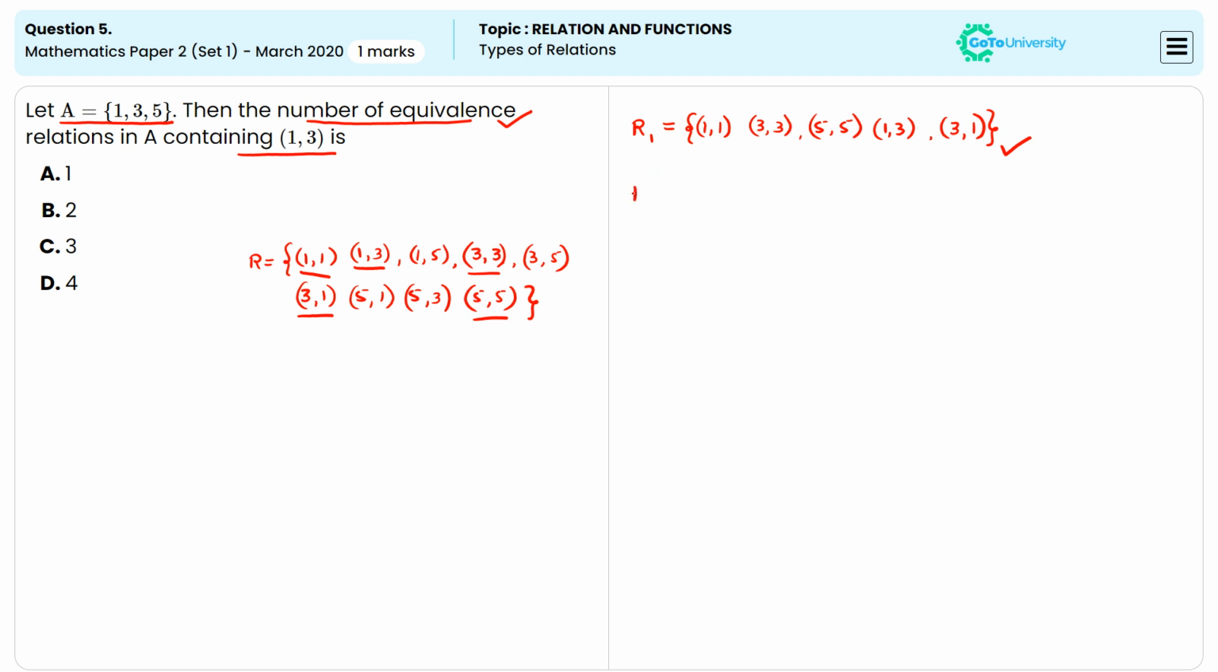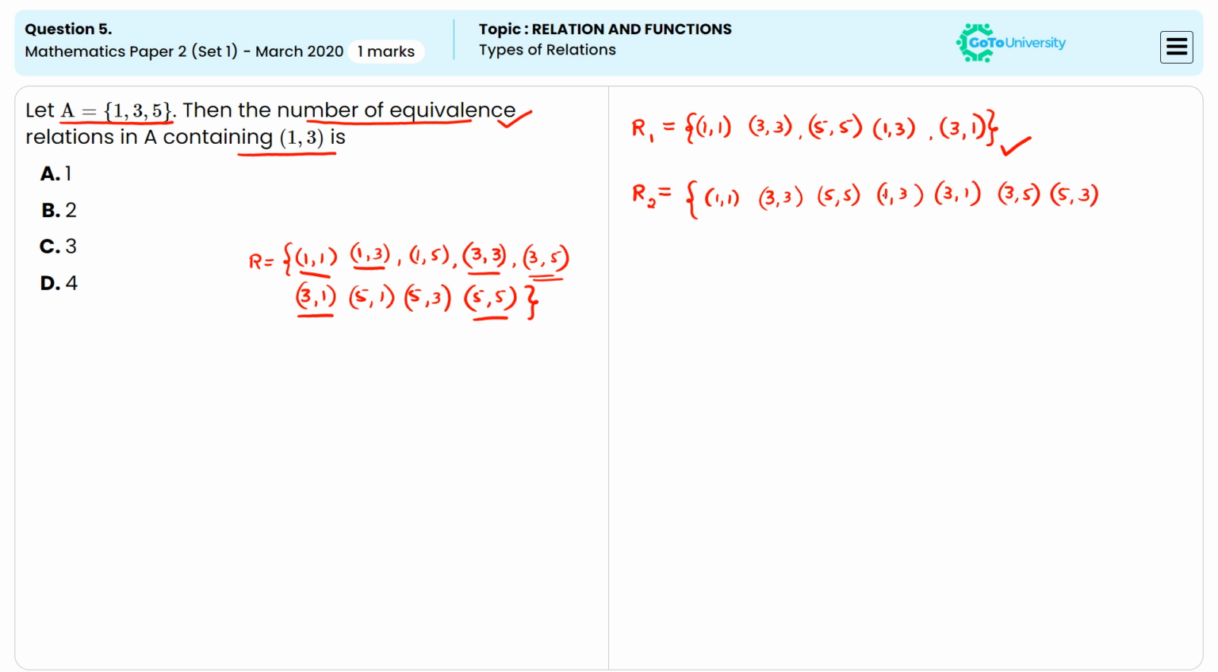Now I'm going to take one more relation, R2. Since they have told us it should contain (1, 3), it should contain all the elements of R1 in order to be an equivalence relation. So first let me write all the elements of R1, which are (1, 1), (3, 3), (5, 5), next (1, 3), and (3, 1). Now if I add one more element, (3, 5), to this, then in order to be symmetric, I need to take (5, 3) as well.